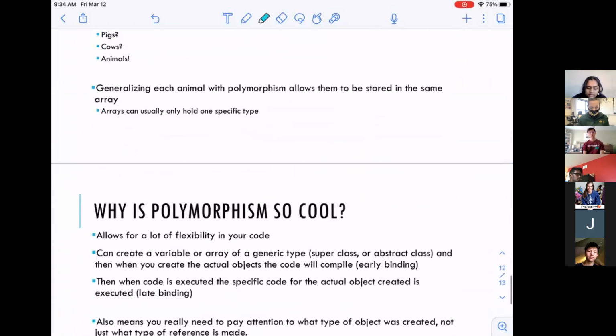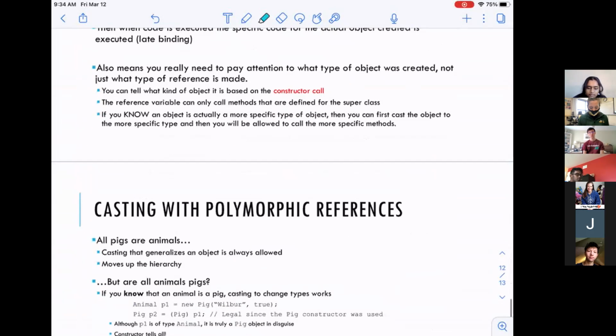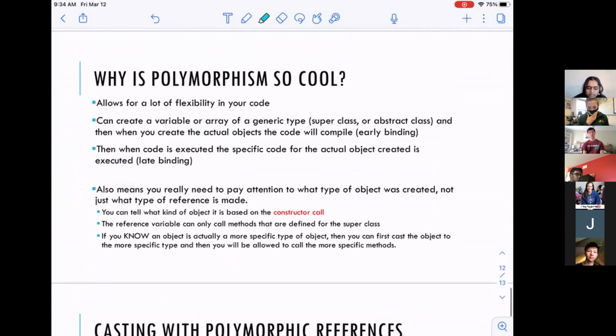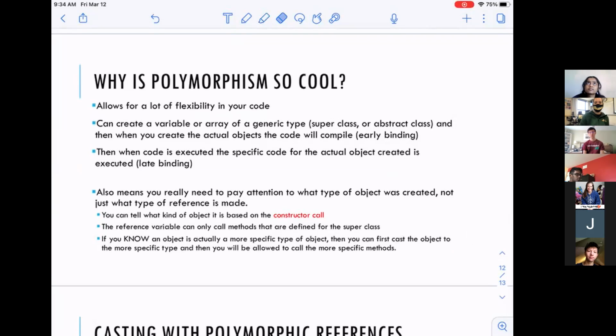Okay, so to sum things up a little bit, for lack of not wanting to try to do too much in one day, let's scroll on down to slide number 12. We're going to take a look at these last two slides because I feel like the next couple are a little repetitive. All right, so why is polymorphism so cool?